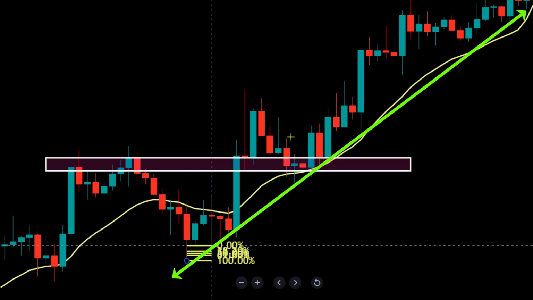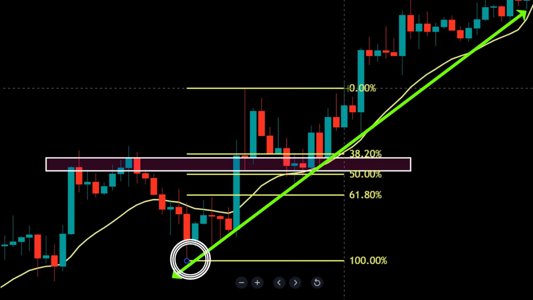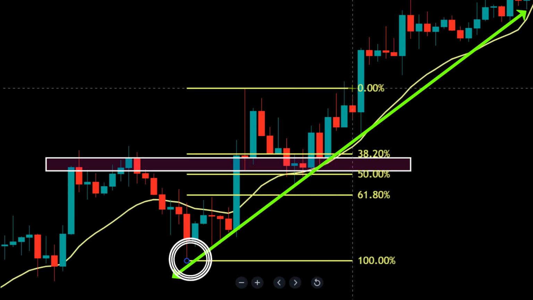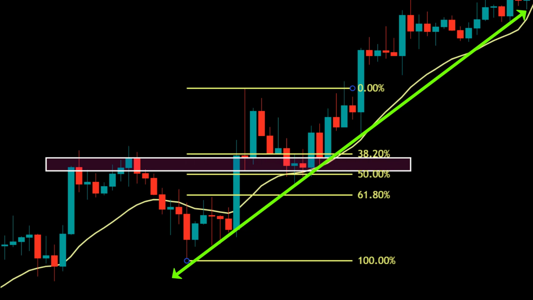Finally, you are going to grab the fib tool and click starting from the swing low here and drag it up to the recent swing high. As you can see, the 50% fib retracement level also lines up perfectly with the trend line, support and resistance, and as well, the moving average. In this way, creating an area of confluence.